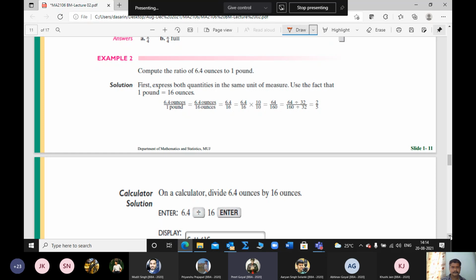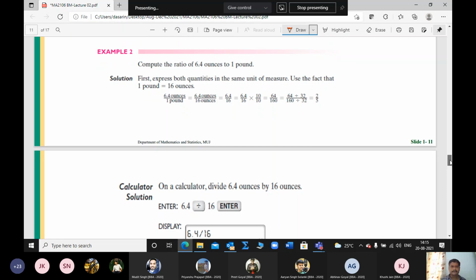Sir, can we divide it by 80? No, we can't divide by 80, because 64 is a number which is lesser than 80. Whenever you are dividing a number, the dividend should be greater than the divisor, otherwise we'll get fractions like 6.4, like we have seen. Okay, sir. Moving on to the next question.